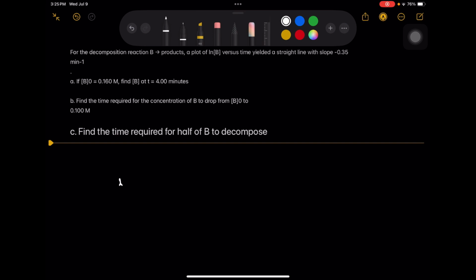When it says it yielded, first, how can you determine what order reaction it is? It says a plot of ln B. So which one had an ln plot? The first order reaction. Another thing is you can say, okay, the slope was negative 0.35, so it cannot be the second order, so it's between zero and first, and it says ln, so it's just the first order. For part A, it says if the concentration of B at time 0 is 0.16, find B at t equal to 4 minutes. So we just put it in the formula.